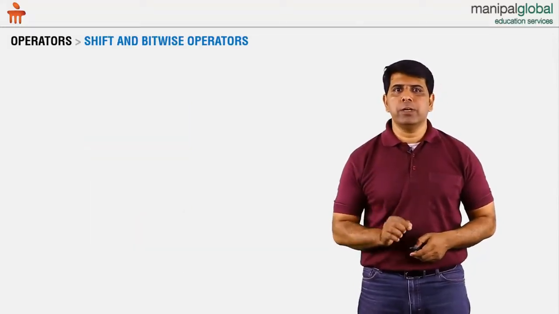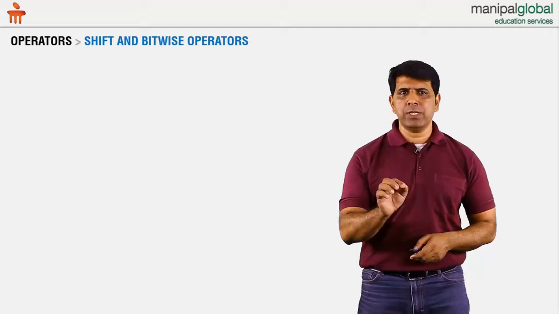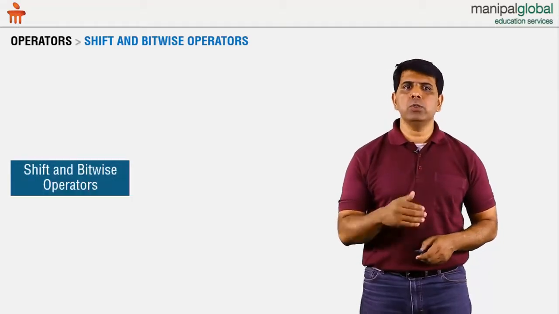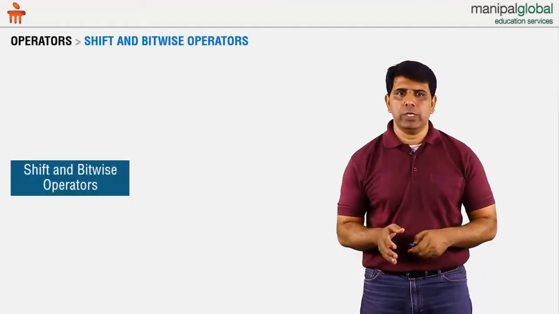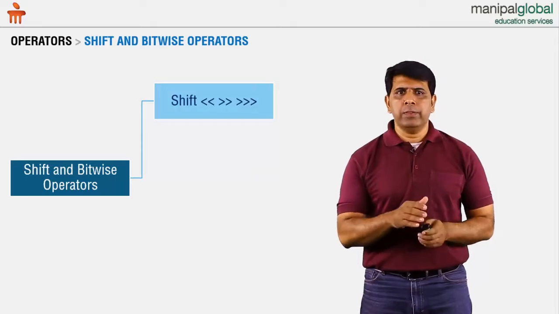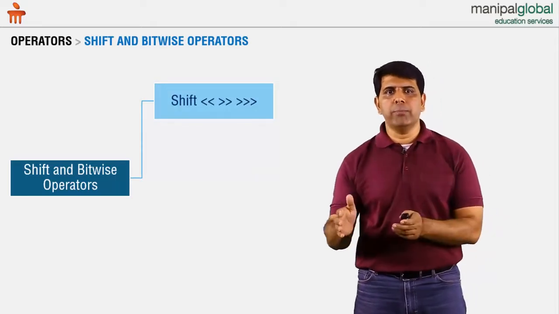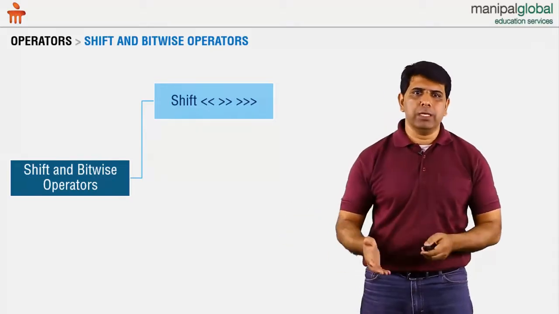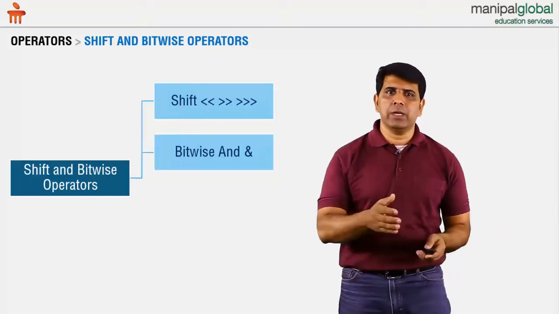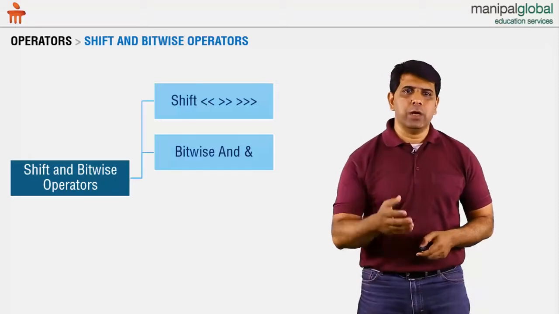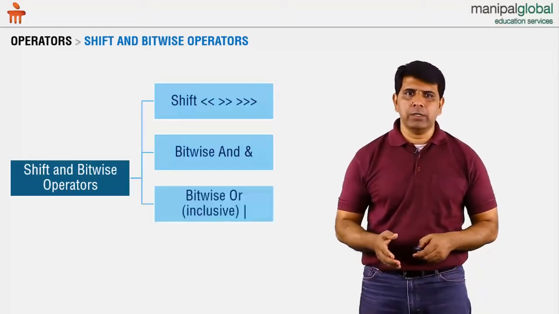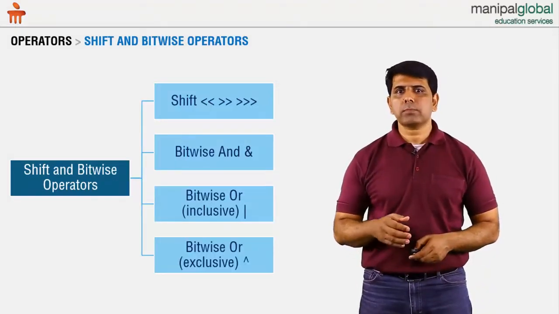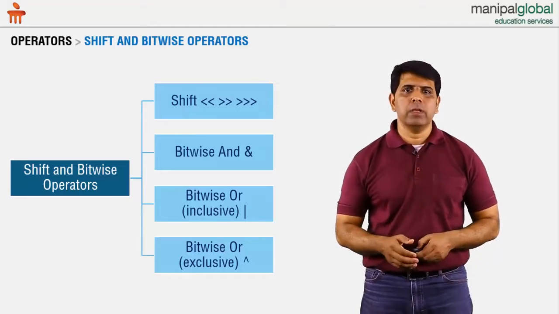Now there are shift and bitwise operators. A point to note is that we don't use shift and bitwise operators too much in Java. The intention of these is to shift the bits of a byte or bytes, one bit or multiple bits, either onto the left or onto the right. There is also a combination of and, or, that you can work with, and an exclusive or.